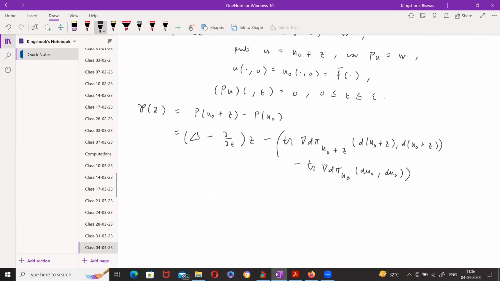So this part, we have to see when Z is small, right? I want to get a linear approximation to this, right? So I want the derivative of this part. That's the best linear approximation to this. So here, what will the linear approximation be? So I'm looking at the second derivative of the map pi. Pi goes from RQ to RQ. So the second derivative at U0 plus Z, right? Acting on these vectors.